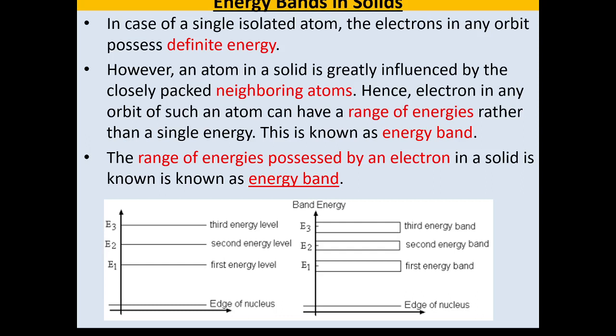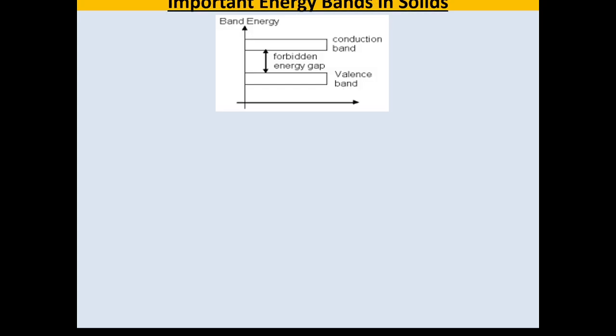Instead of energy level E1, the nucleus in any atom possesses a first energy band, second energy band, third energy band. That is, instead of a single energy, the electron possesses a range of energies, and this range of energies is simply called an energy band. There are various energy bands in a solid depending upon the atomic number, but we have only certain important energy bands in solids.